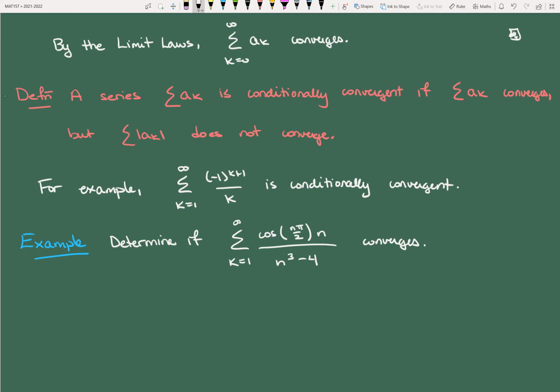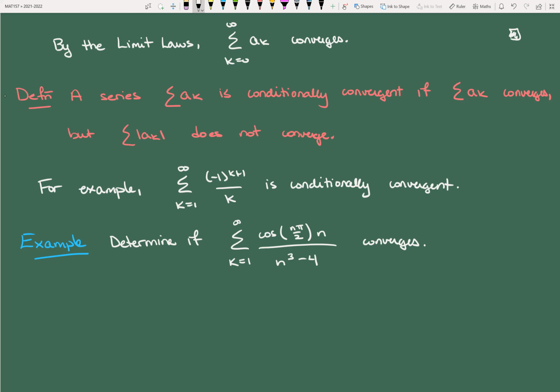Okay. Morally speaking, this function looks like 1 over n squared, right? The cosine term's not really contributing as n becomes very big. It just goes between 0 and plus or minus 1. Otherwise, this function looks like n over n cubed minus 4, and the minus 4 really isn't doing anything. So the function looks like n over n cubed, or 1 over n squared. So if we had to guess, this thing probably converges.